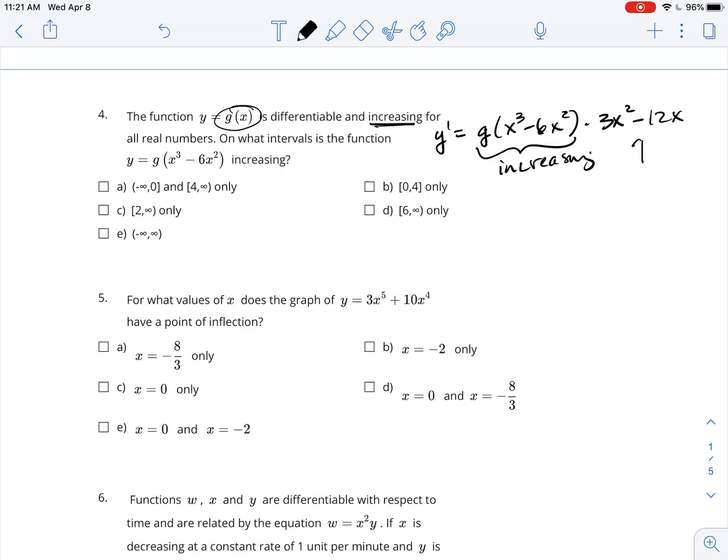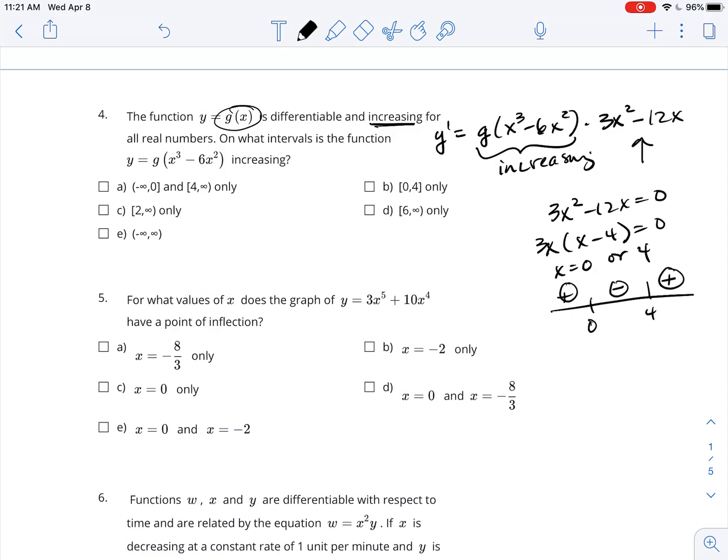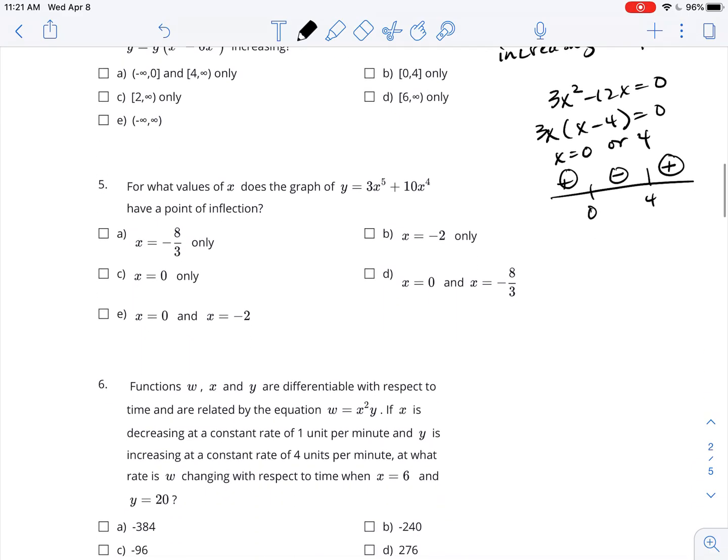So this is my g of x. I know that this is increasing. And so what I don't know is where this part of it is going to be increasing. And so I will set this guy equal to 0 and solve. I'm going to factor out a 3x, that leaves me x minus 4, and so x is 0 or 4. And on a number line, if I test these intervals, I'm going to have positive, negative, and positive. So increasing would be from -infinity to 0 and 4 to infinity.